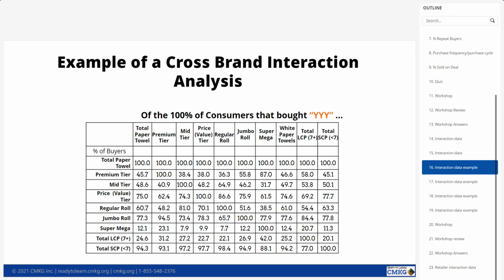The easiest way to read this is to start at the top and say of the 100% of consumers that bought YYY, and by YYY I mean one of the product groupings in the top in the orange, X%, or the number that matches up in the grid, also purchased ZZZ, which is the product groupings in green down the left side of the grid.